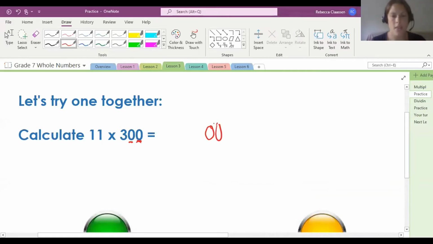And now what's left? 11 times 3. And what's 11 times 3? 33. It's 33. And so what's my new answer? 3,300. You see how much faster it was? So you see how fast it was when we could break it up into the hundreds.